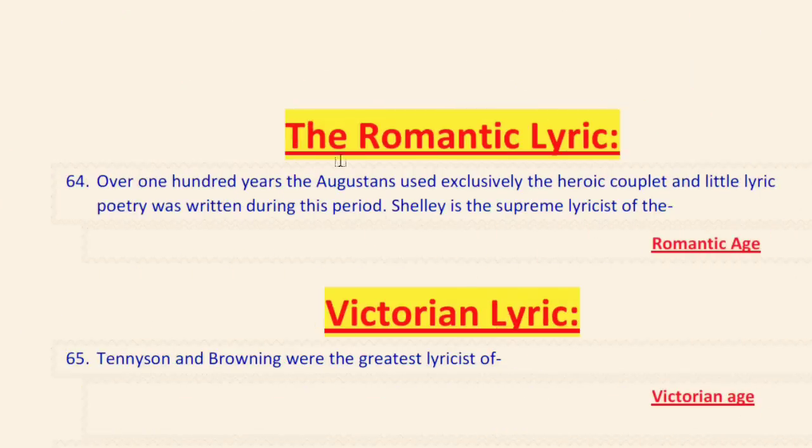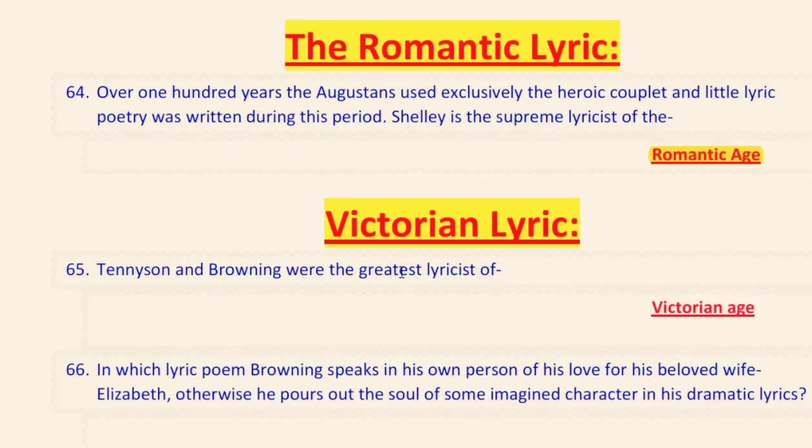Now let's talk about the Romantic lyric. Question number 64. For over 100 years, the Augustans used exclusively the heroic couplet, and little lyric poetry was written during this period. Shelley is the supreme lyricist of, the answer is the Romantic age.